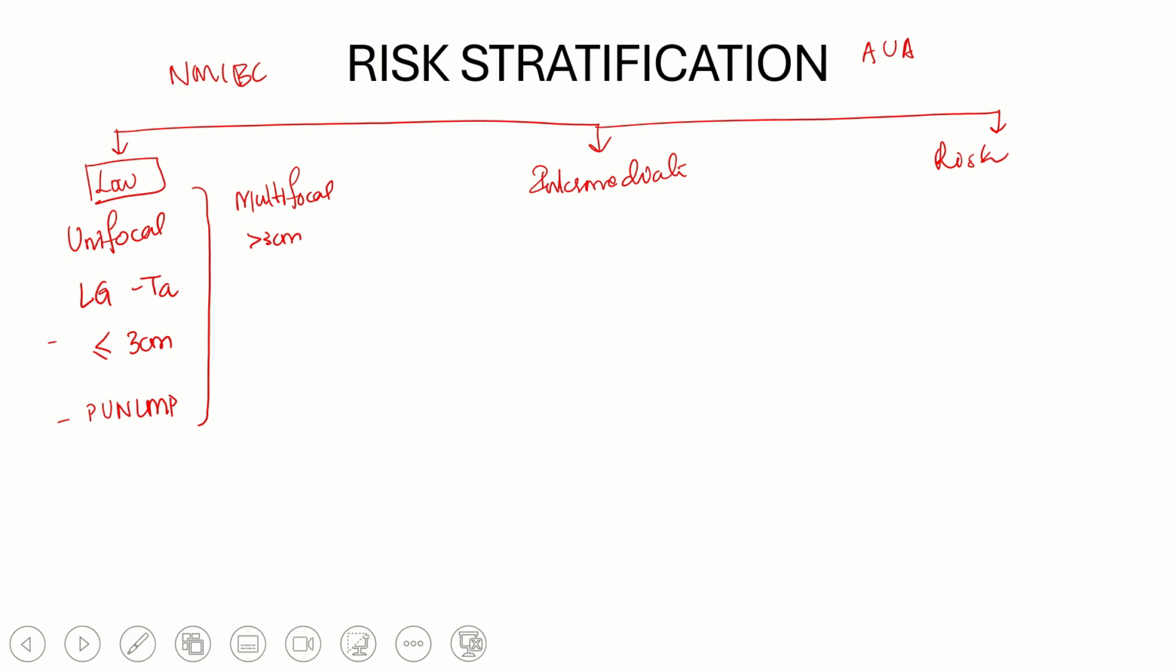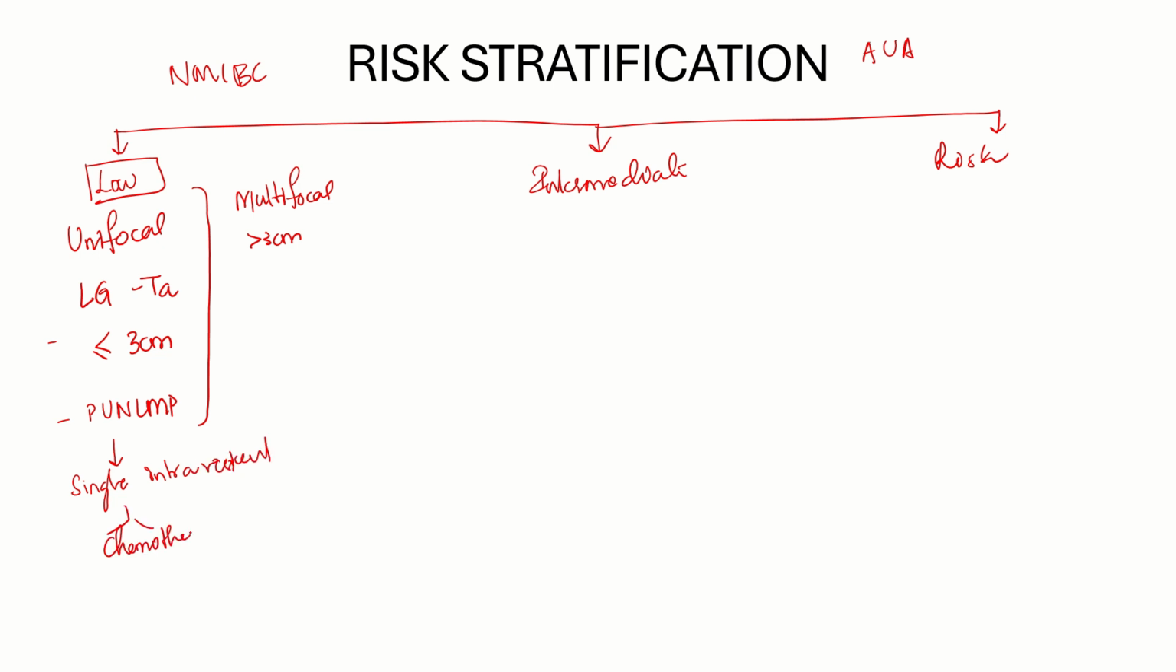In the low risk group, the management is single intravesical post-op instillation, which can be either mitomycin C or gemcitabine. For mitomycin C, the dose is 40 mg in 20 ml of sterile water. For gemcitabine, it is 2 grams in 100 ml of saline.